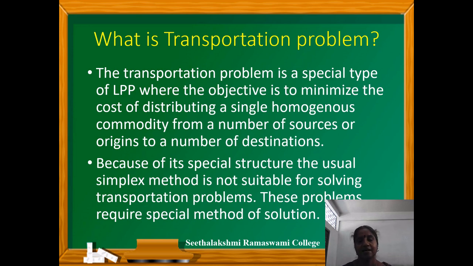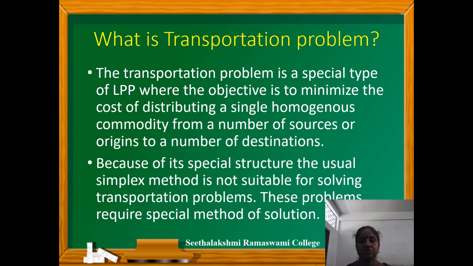This is a special type of linear programming problem where the main objective is to minimize transportation cost. That is, to transport goods from various origins to different destinations. That is, we are transporting a single homogeneous commodity from different origins to different destinations in such a way that the total transportation cost must be minimized. This is a special type of linear programming problem.